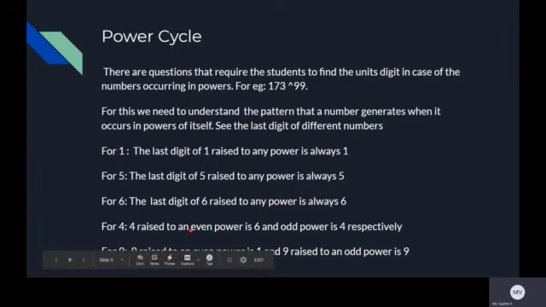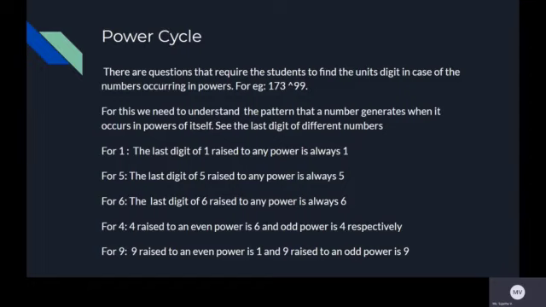But what about 4? Now, when we are talking about 4, let us look at the examples. 4 raised to 1 is 4. 4 raised to 2 ends in 6. 4 raised to 3 ends in 4. Again, 4 raised to 4 ends in 6. So what is the pattern that we observe here? If it is raised to an even power, it is 6. If it is raised to an odd power, it is 4. Similarly is the case of 9. 9 raised to an even power is 1 and 9 raised to an odd power is 9.